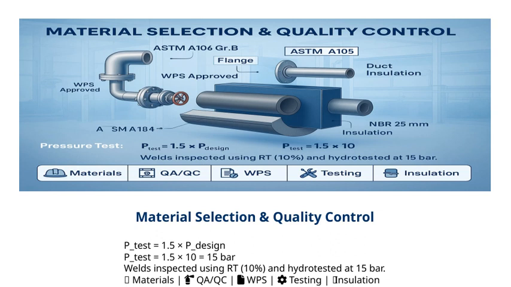We also inspect welds using radiographic testing, or RT, with about 10% of welds selected for inspection. Additionally, we perform hydrotesting at the same 15 bar pressure to double-check the weld quality and detect any potential leaks or weaknesses. On this slide, you'll see icons representing key aspects: materials, QA/QC, welding procedures, testing methods, and insulation.